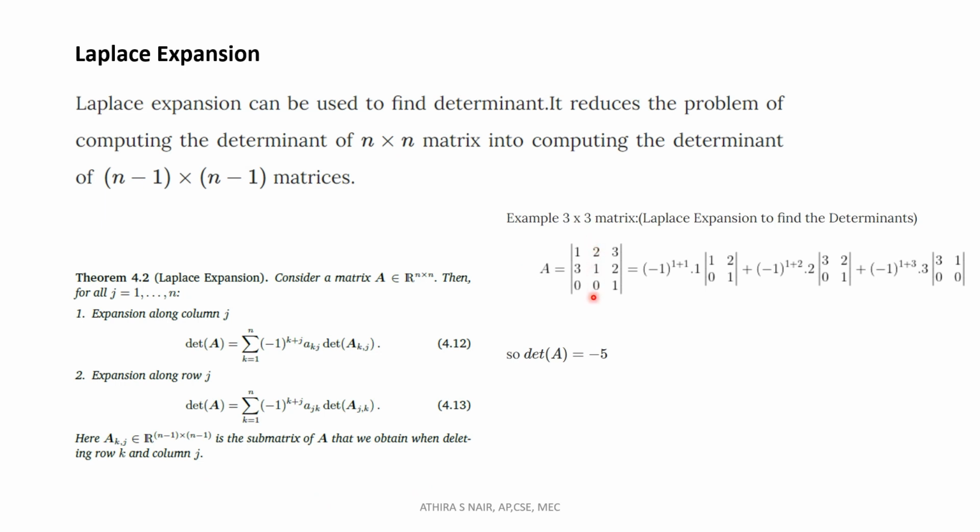So here, there is a 3 by 3 matrix. We will use Laplace expansion to find the determinant. So here A is equal to 1, 2, 3; 3, 1, 2; 0, 0, 1, which is equal to the sum of (-1)^(k+j) terms. So (-1)^(1+1) times 1 times det of (1 2; 0 1), plus (-1)^(1+2) times 2 times det of (3 2; 0 1), plus (-1)^(1+3) times 3 times det of (3 1; 0 0). Then we will get -5 as the determinant.